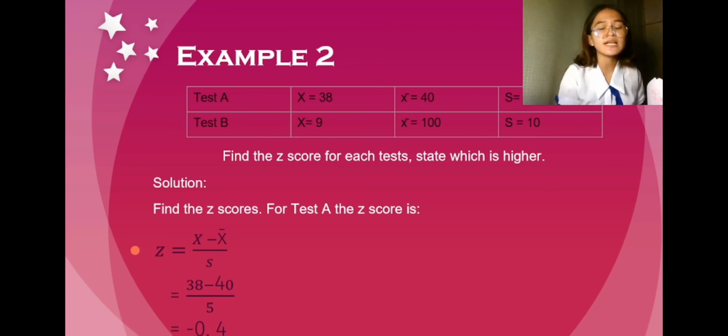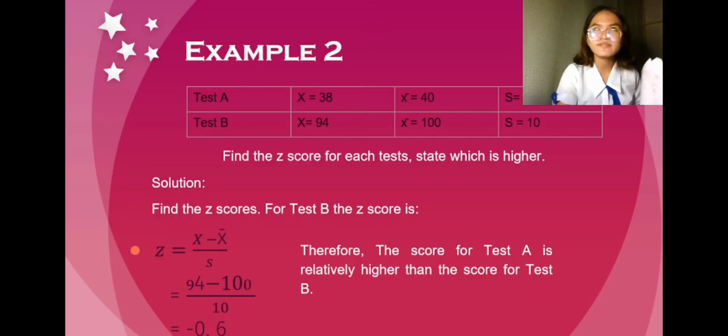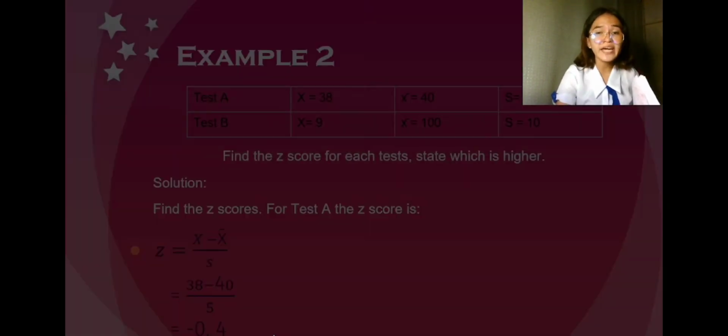So, let us proceed to our test B. Solve the z-score of test B. Substitute again, class. Our value is 94, our mean is 100, and the standard deviation is 10. So, solve. Negative 0.6. So, which is higher?